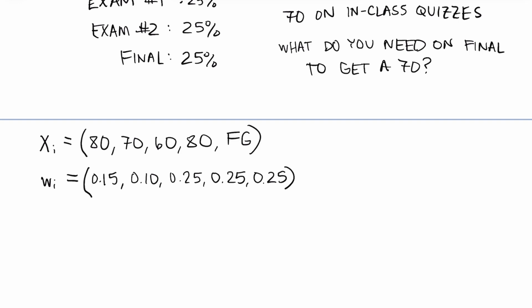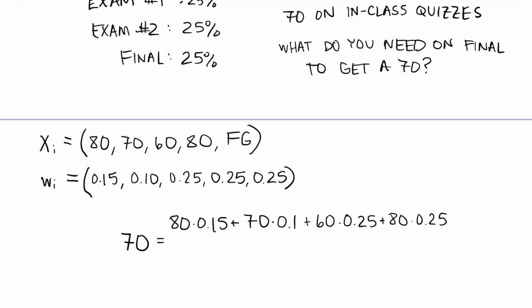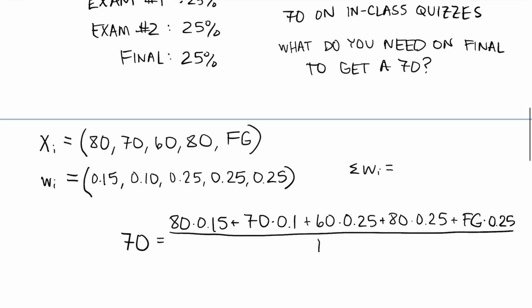Okay, and we'd like for our weighted average to be 70. So my weighted average needs to be 70, and that needs to equal the sum of each of my xi components times their weights. So 80 times 0.15 plus 70 times 0.1 plus 60 times 0.25 plus 80 times 0.25 plus my final grade times 0.25. And all of that divided by the sum of the weights, which is just 1 in this case, right? The sum of our weights is 0.25 times 3, we've got 3 of those, plus 0.15 plus 0.1 is 1.